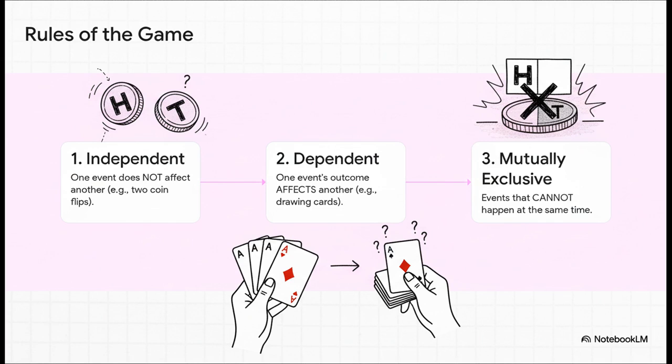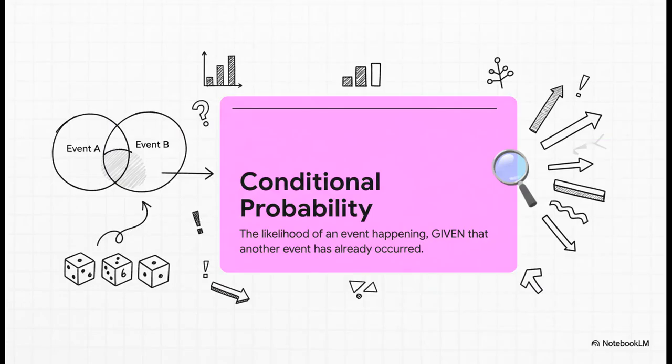You can't get both heads and tails on one flip. It's one or the other. And all of this leads us to one of the biggest ideas in all of statistics, conditional probability. It sounds fancy, but the idea is simple. It's just asking, what's the probability of something happening given that we already know something else happened? It's all about updating our beliefs as new information rolls in.